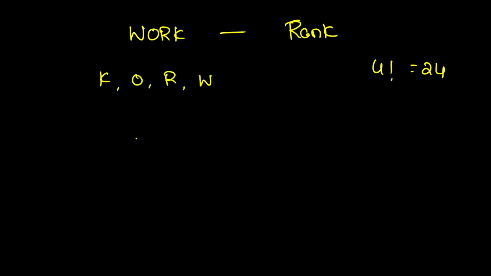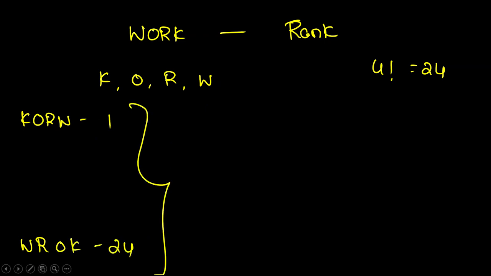For the word WORK, we are finding the rank. As mentioned, we have 4 letters, 4 factorial, 24. Your rank should be from 1 to 24. We have to take this in alphabetical order: K, O, R, W. The first rank is KORW. The last rank is the reverse of this, WROK, the 24th rank. As per dictionary order, we have to start with K first and W with the last one.